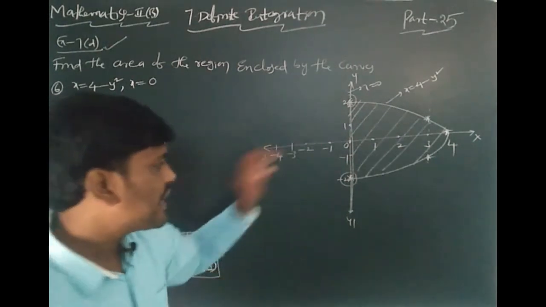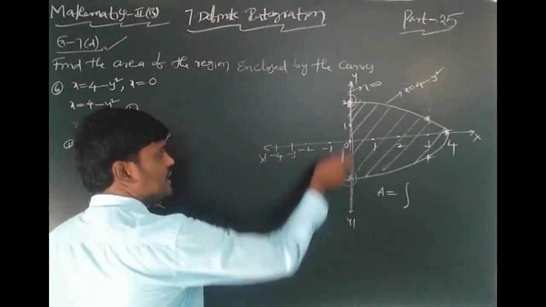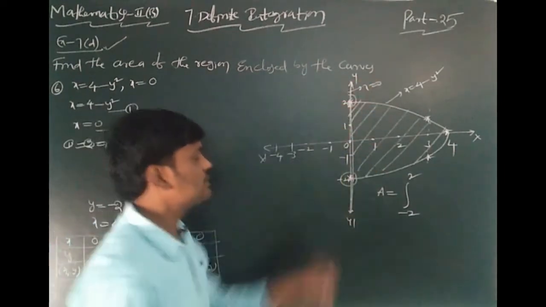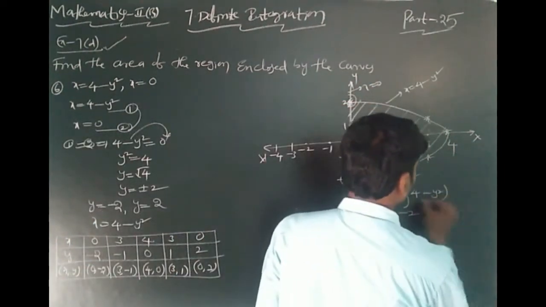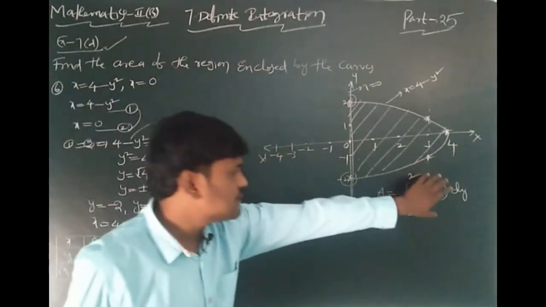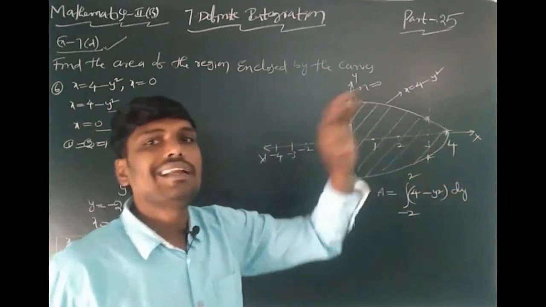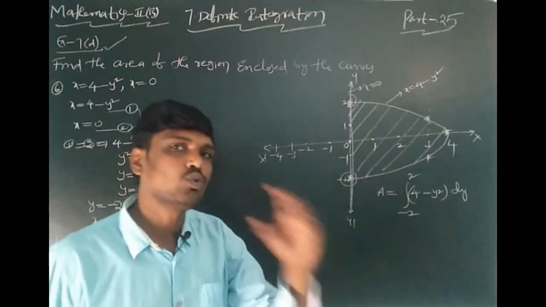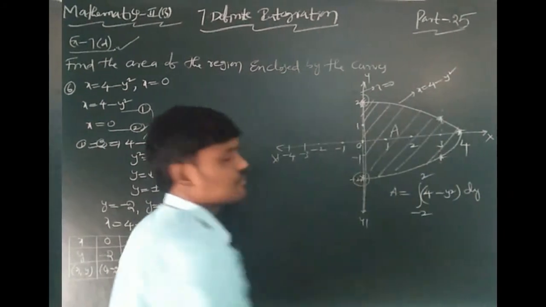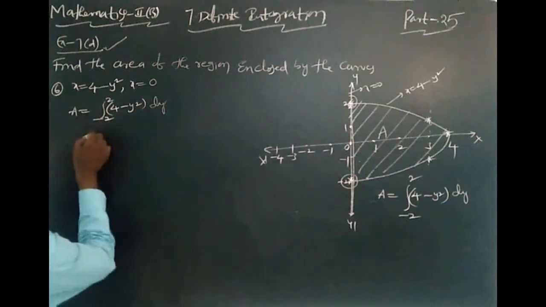That's why you can write area equals integral minus 2 to 2 of 4 minus y square whole dy. This function is in terms of y, limits also are in terms of y, and integration also is with respect to y only. This is the curve. This total is the area of the curve. Here, find the area by using integration formulas.